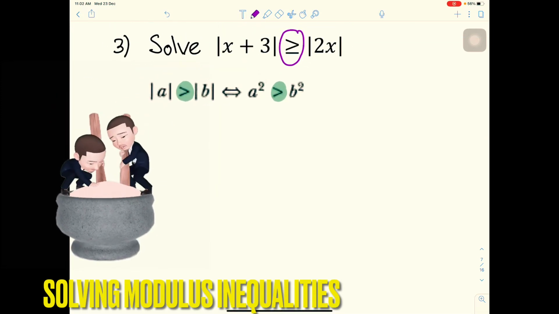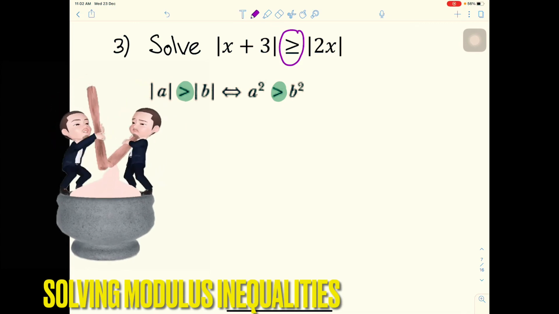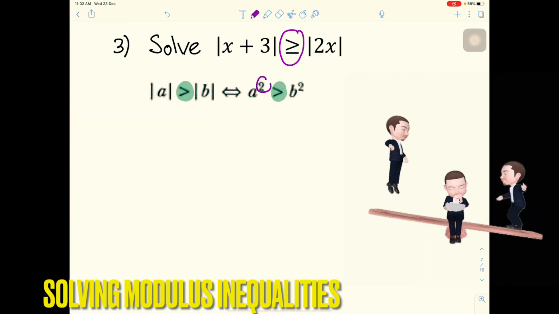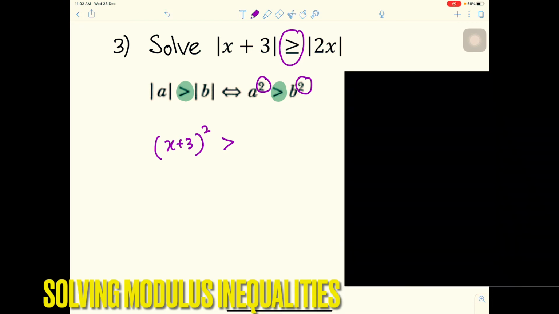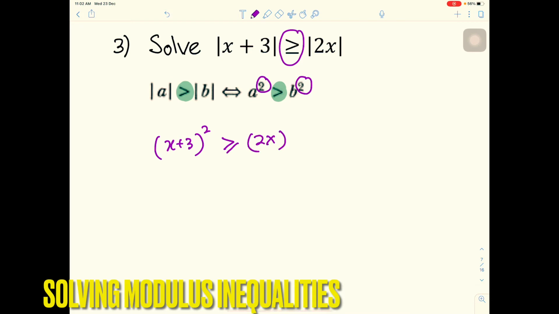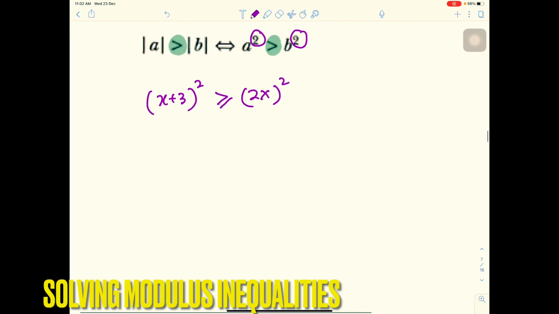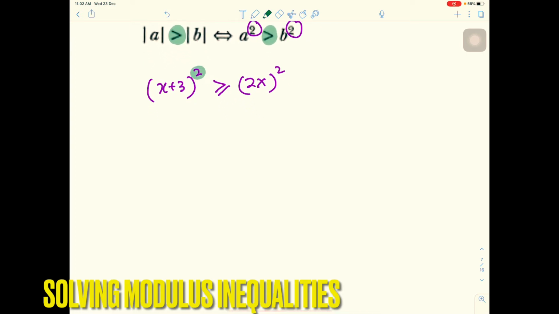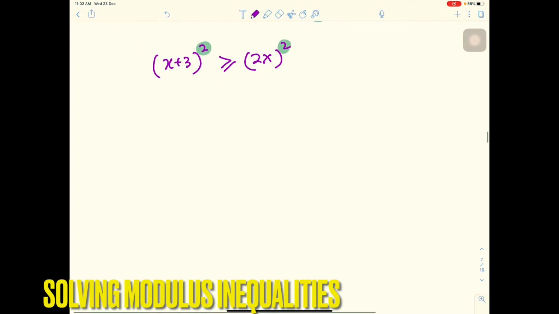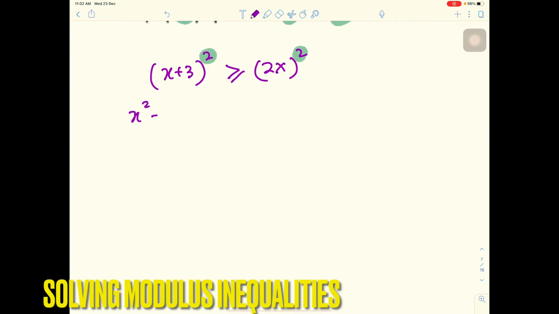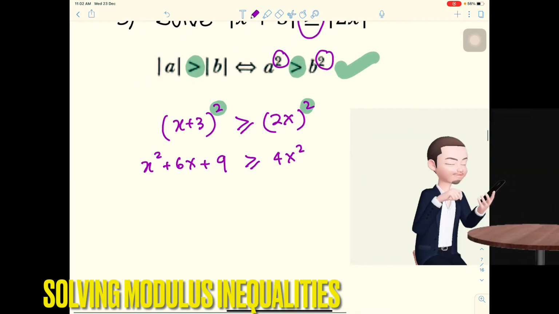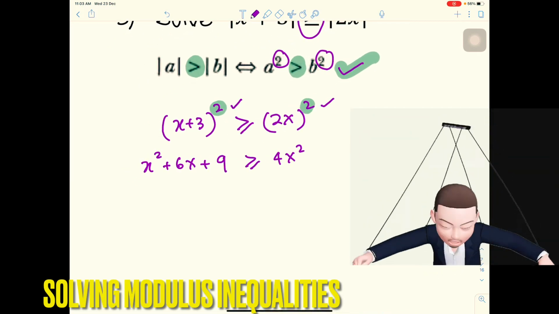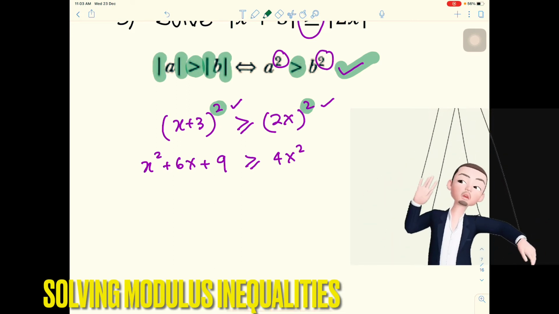From here we know modulus A greater than modulus B, therefore both sides squared. And then we get x plus 3 squared greater than or equal to 2x squared. This is how we solve, squaring both sides according to the formula. Then simplify and expand, so we get x squared plus 6x plus 9 greater than or equal to 4x squared. Just take note, if we use the formula or square both sides, the modulus disappears. Okay, continue.